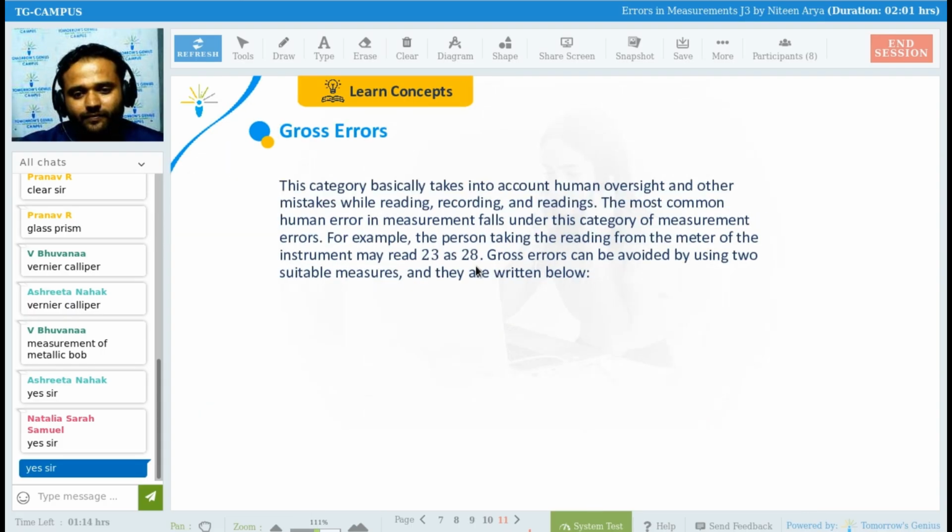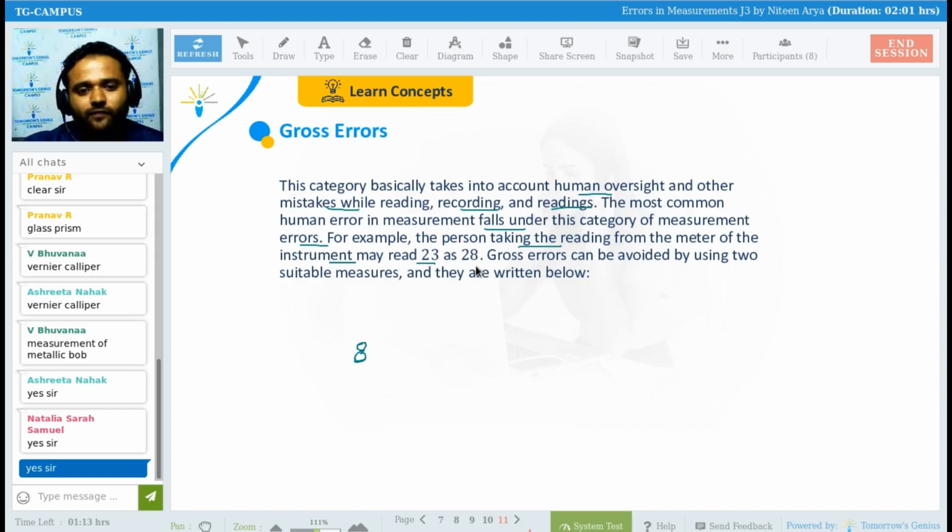Okay, so this is gross error. This category basically takes into account human oversight and other mistakes while reading and recording the readings. The most common human error in measurement falls under this category of measurement errors. For example, the person taking the reading from the meter of the instrument may read 23 as 28. What is the meaning? 28 is a look-alike of 23.